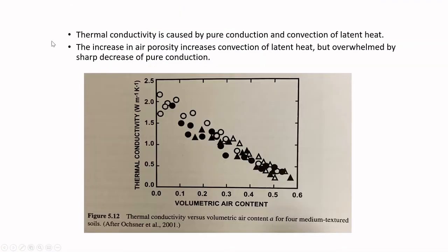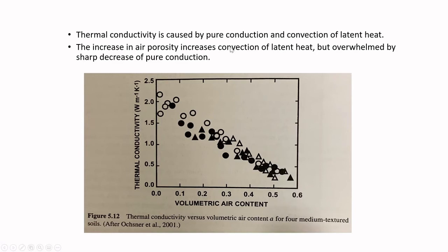This slide shows the thermal conductivity is caused by pure conduction and convection of latent heat. Figure 5.12 is thermal conductivity versus volumetric air content for four medium textures. We can see that the increase in air porosity increases convection of latent heat. Basically it means as air space increases in the soil, you have more space for convection of latent heat.